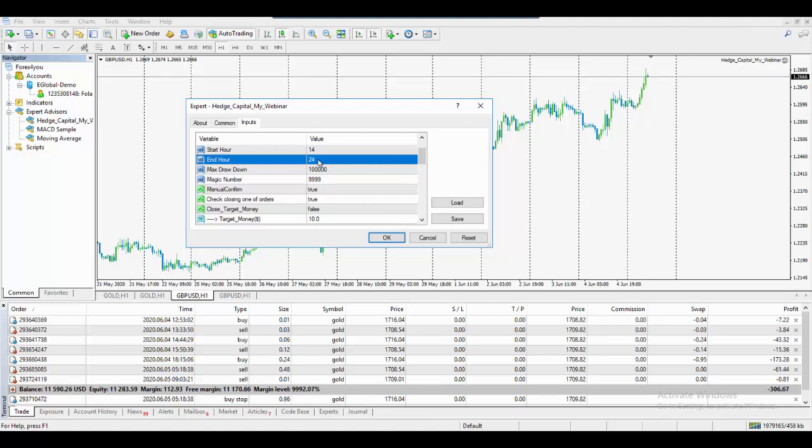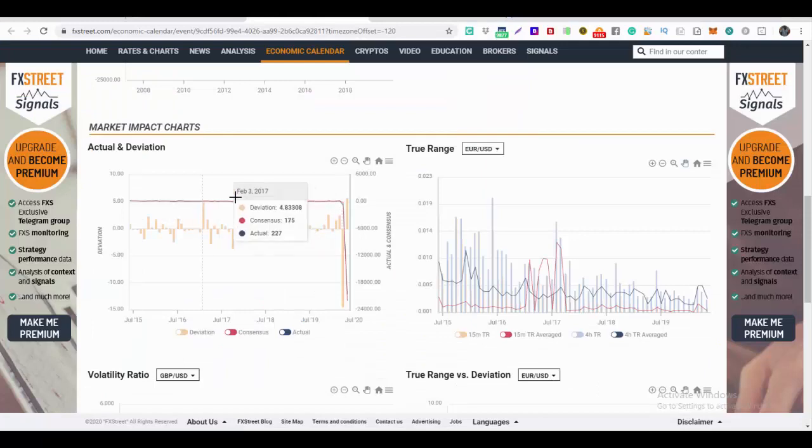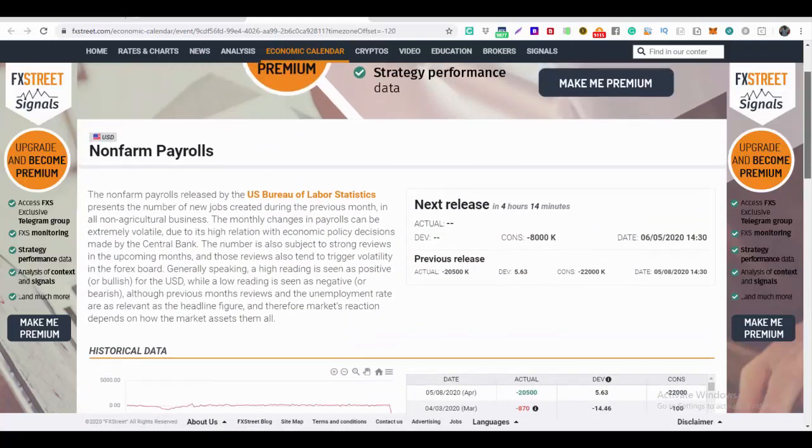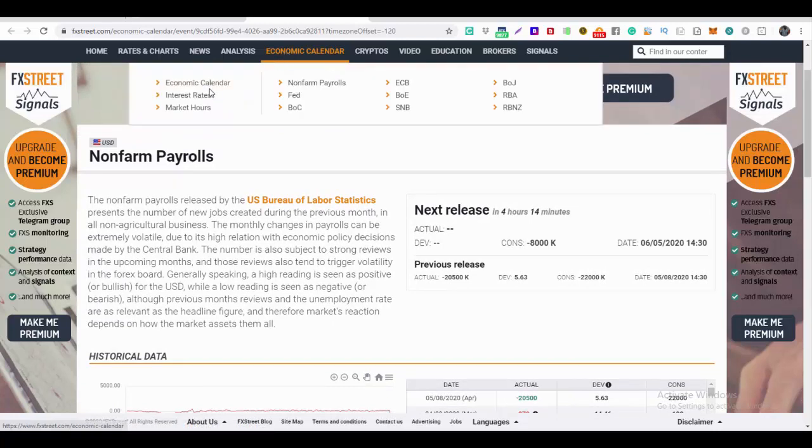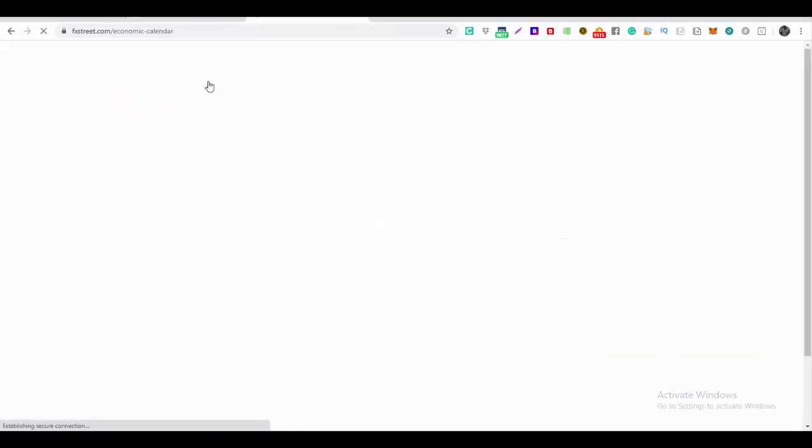So we are targeting non-farm payroll. Let me show you what we are targeting. If you look at today, we are targeting non-farm payroll, which only comes on certain days. If we want to trade, like the question you asked, let me quickly go back there. Economic calendar.